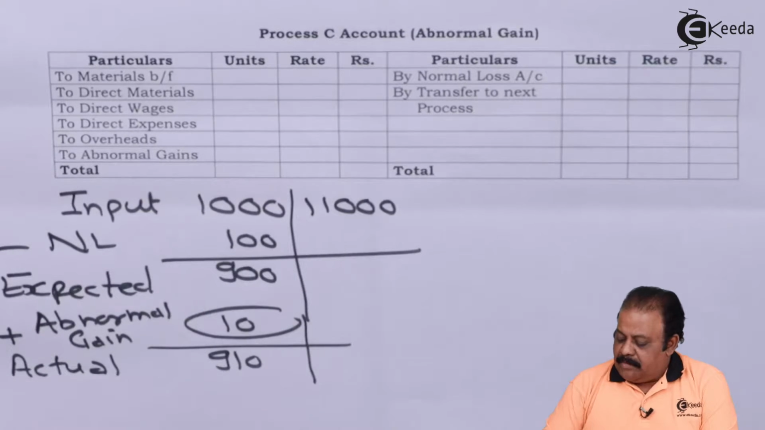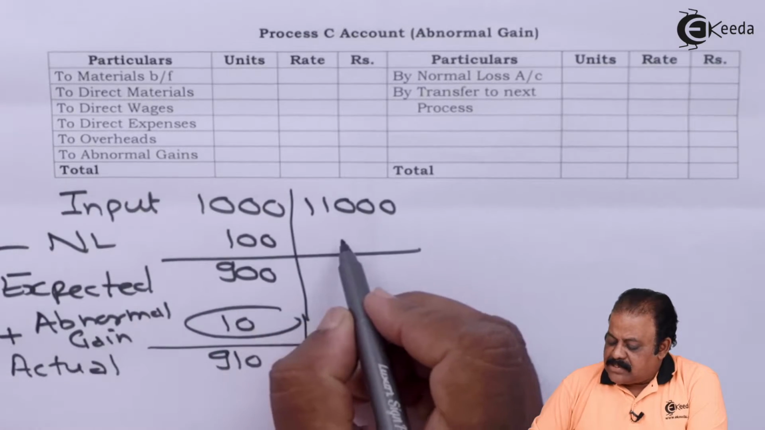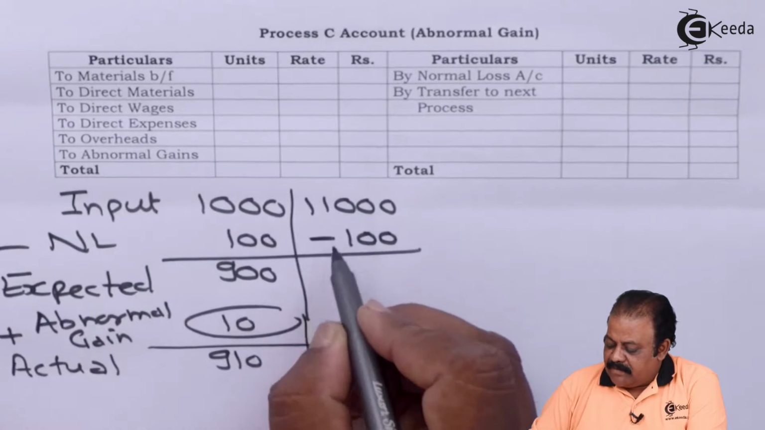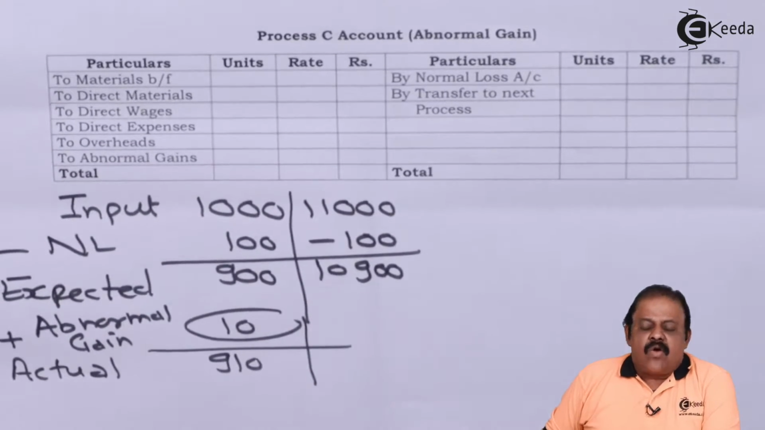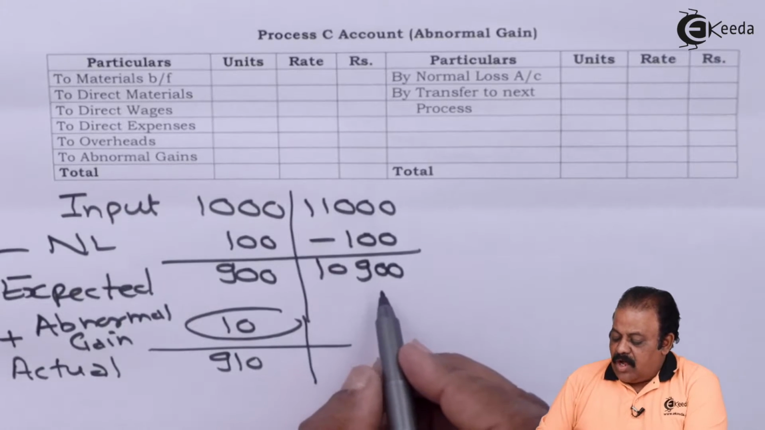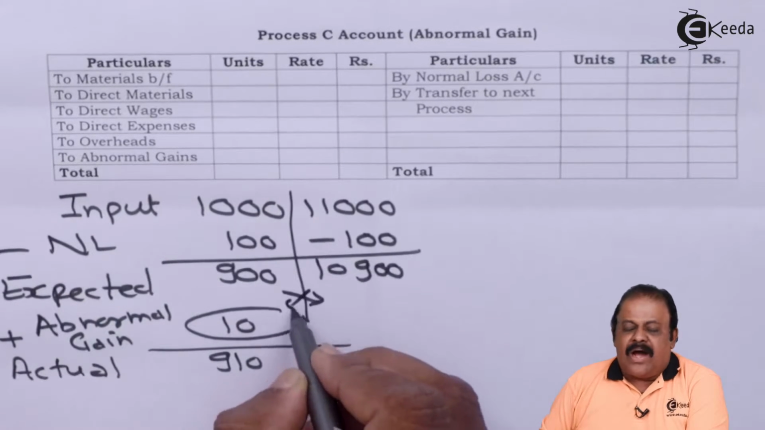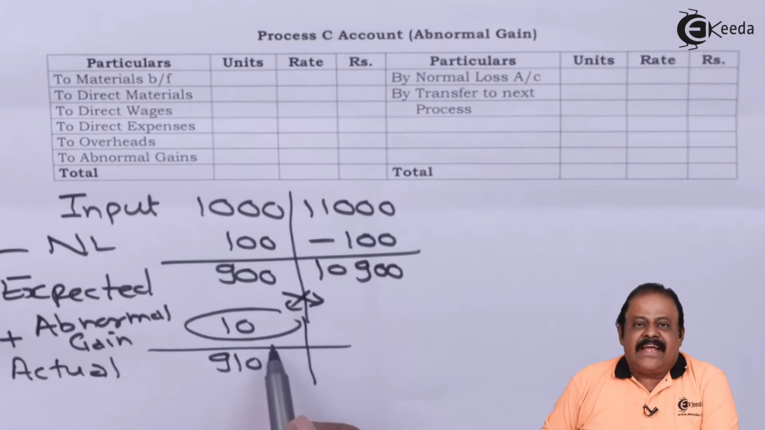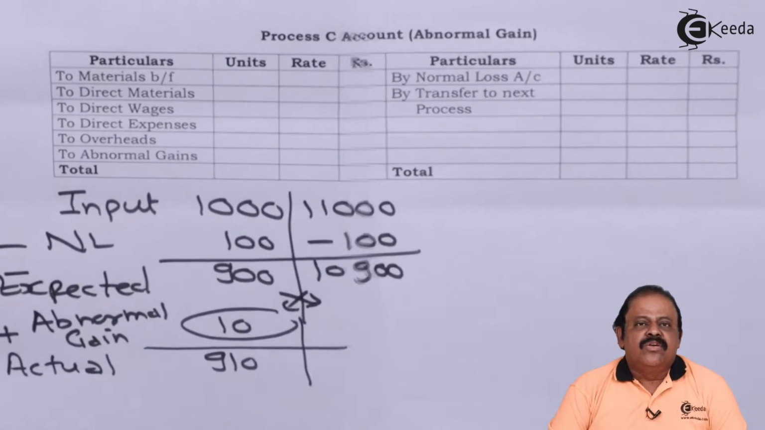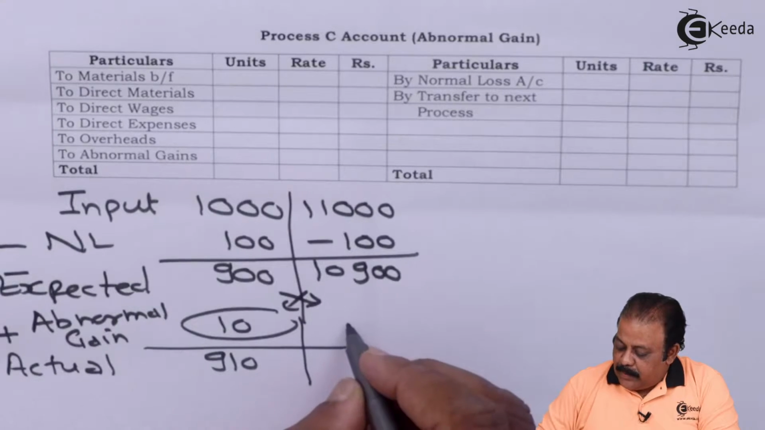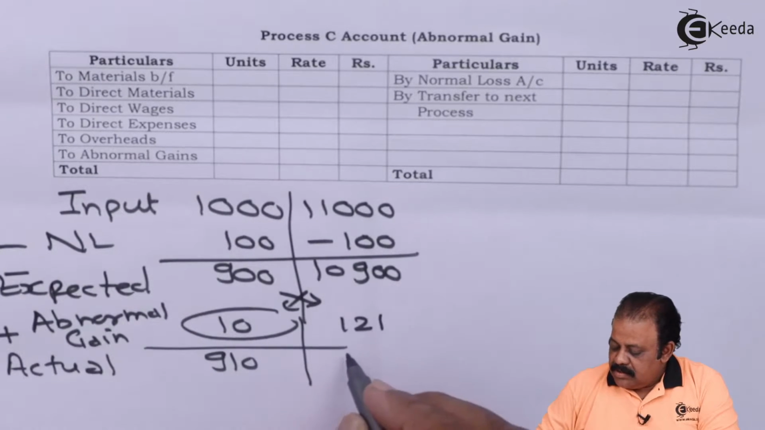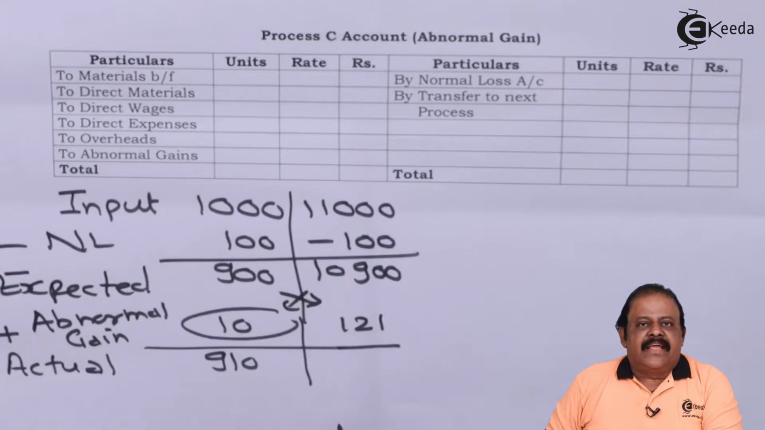Now how to value them? Normal loss is 100 rupees. Expected value is 100. So the value of expected cost is 10,900. Now we'll be doing cross multiplication to arrive at the amount for the 10 abnormal units. So after cross multiplication we got the value 121. This is the value of the abnormal gain units.